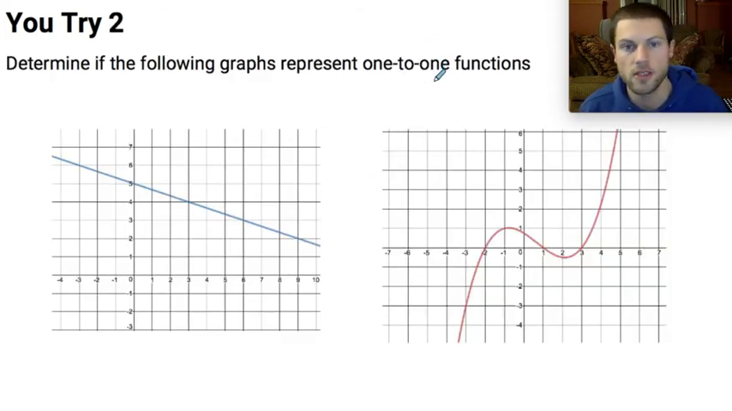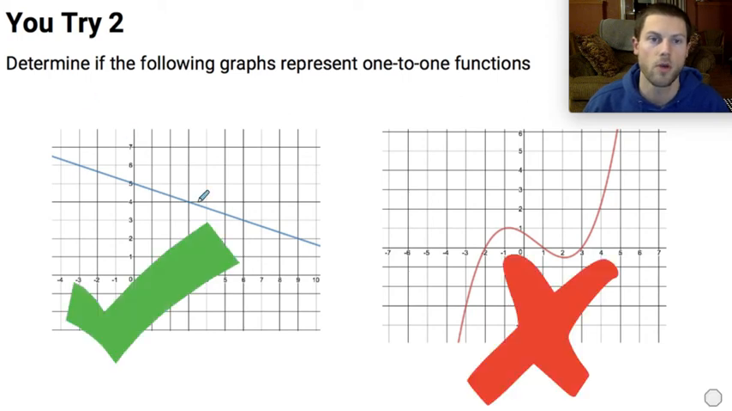Why don't you try this example as well? This is with a graph, not with points, but I want you to see if you can apply what we just learned to determine if these are one-to-one functions. Pause the video, give it a shot. And it turns out that one of them is not. This one fails the horizontal line test, so the inverse is not a function. That means that only the one on the left here is a one-to-one function.